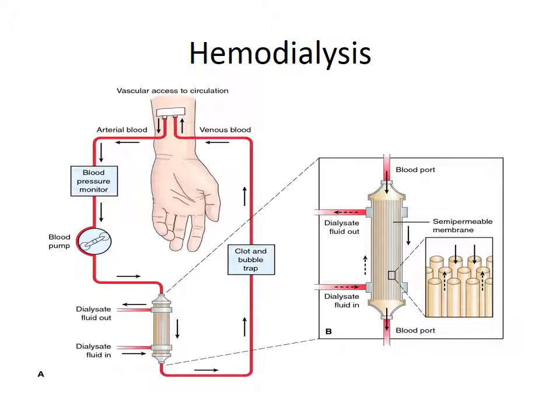If you notice on this slide, the hemodialysis, it shows that you have the vascular access to the circulation. Arterial blood is accessed and it goes through a blood pressure monitor where it goes through a pump and into the dialysis port itself. The dialysis fluid is drawn out and then is filtered, and then the dialysis fluid goes back in after it's filtered and goes back into the clot and bubble trap and back to the patient. In the dialysis filter itself is a semi-permeable membrane, and within this semi-permeable membrane, the impurities and the problems that the patient has in their blood are filtered out, and then the blood is cleaned and sent back to the patient.